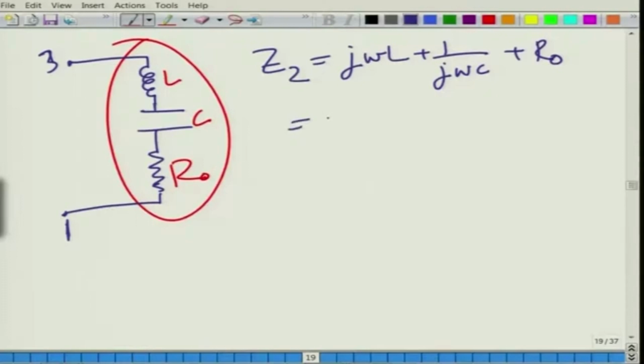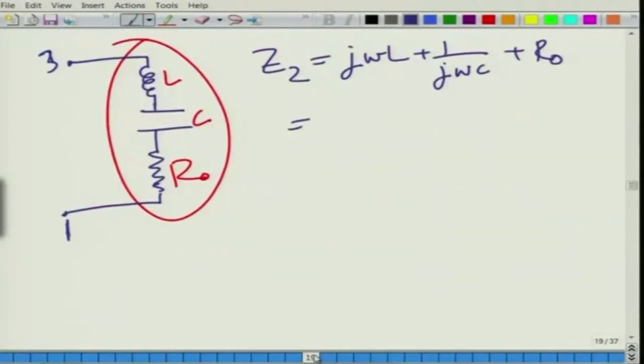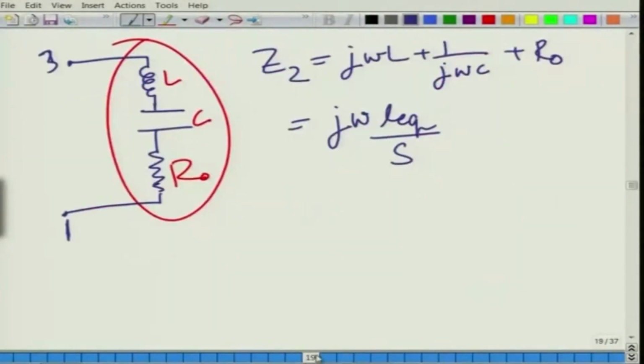So if you go back to this figure, this is Ln, but due to the end correction, let us say it will be L equivalent. We will worry about L equivalent later, very shortly. L equivalent, and S is your cross sectional area of this thing. So this S is nothing but pi a square, assuming it to be a circular cross section.